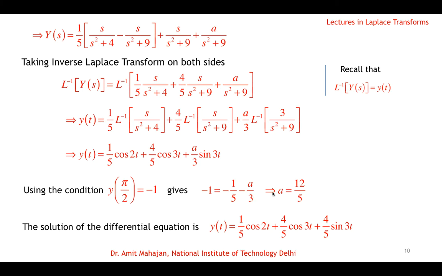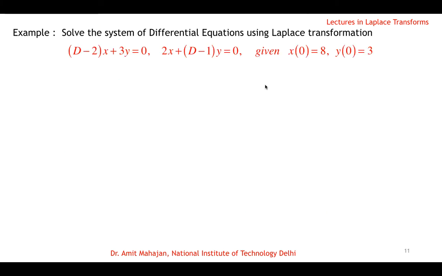So I take one last example, to solve a system of differential equations. Instead of one differential equation, you are given a system of differential equations. So there are two equations. D is the derivative with respect to t, and x and y are the two dependent variables here. So dx by dt and dy by dt. Dy is dy by dt and Dx is dx by dt. And we are given an initial condition on x and an initial condition on y.